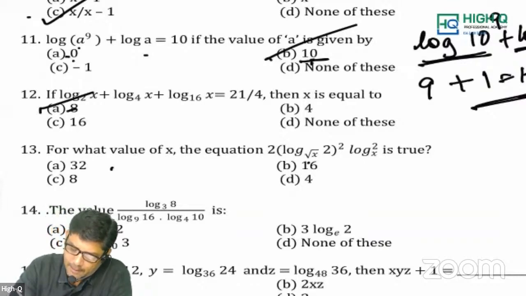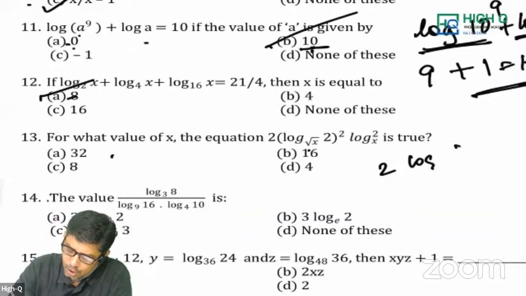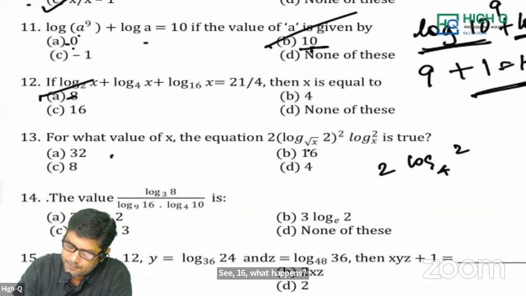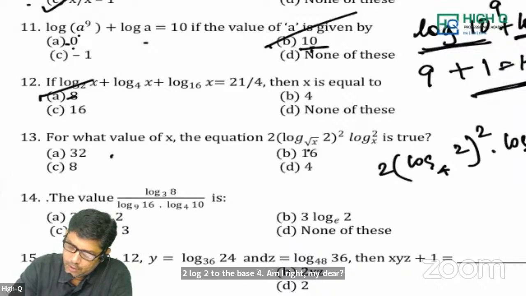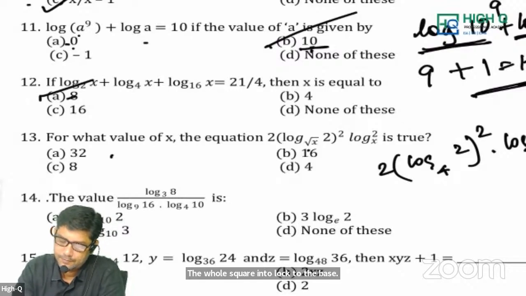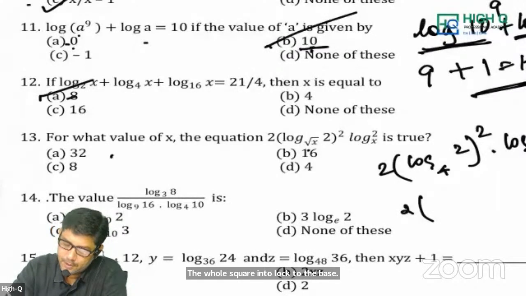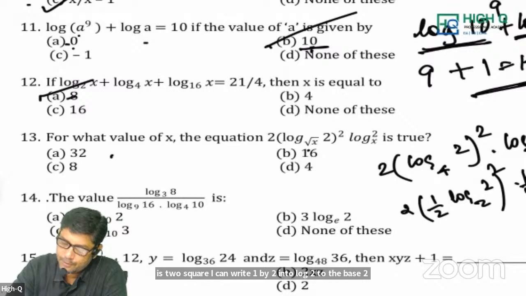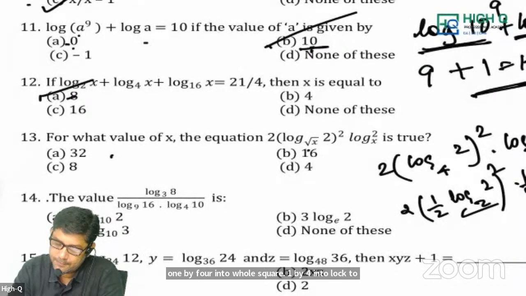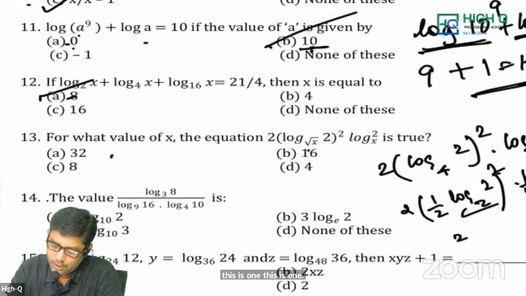See, with 16, what happens? 2 log 2 to the base 4. Am I right, my dear? The whole square into log to the base 16. This is 2 square, I can write. 1 by 2 into log 2 to the base 2. 1 by 4 into the whole square. 1 by 4 into log 2 to the base 2. This is 1. This is 1. So, which is equal to 2 into 1 by 4 into 1 by 4.